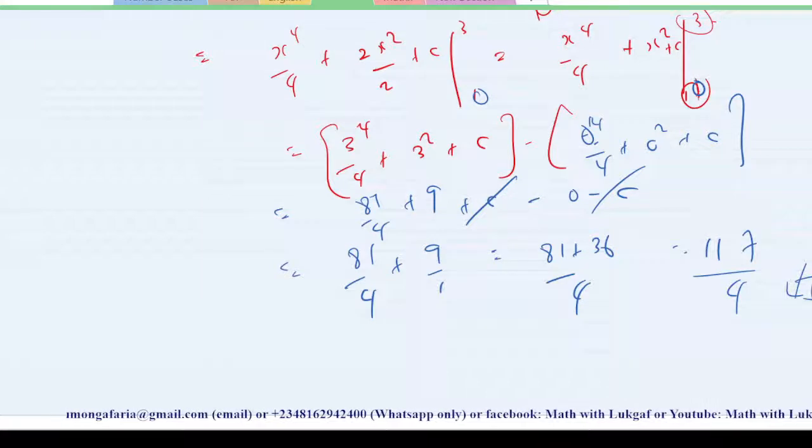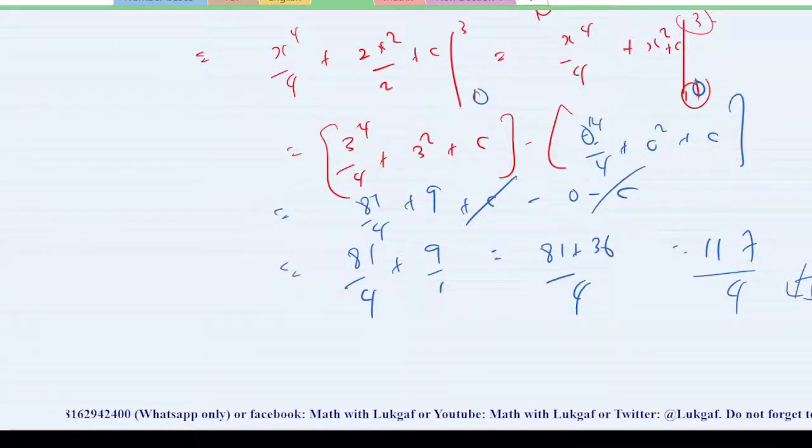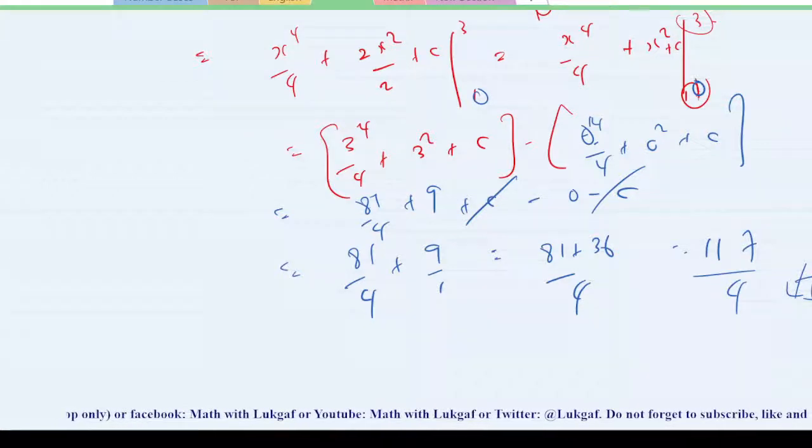So in the next video I'm going to take you through standard integrals, but before I end this video, don't forget what I told you. If you don't know how to differentiate, don't integrate.